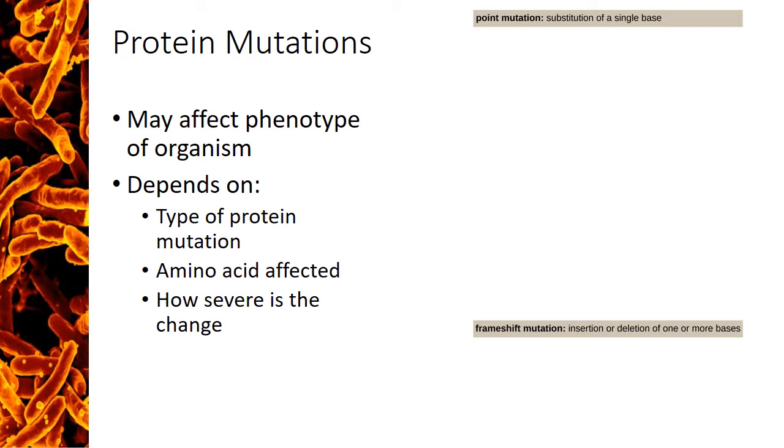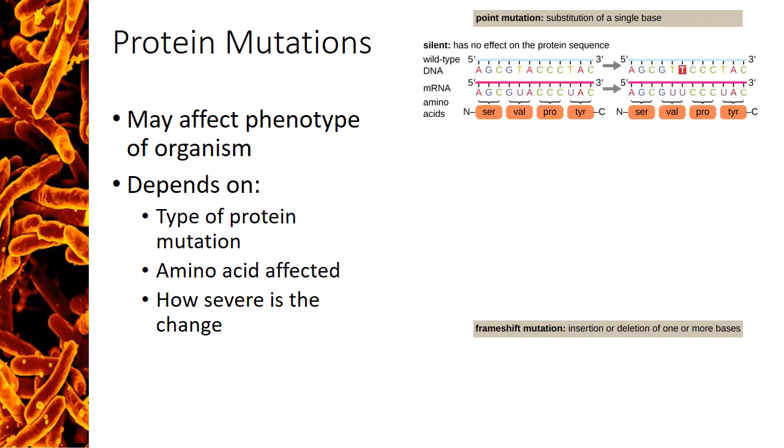DNA point mutations can lead to silent mutations in the protein. This is when there is a change in the DNA sequence, so we can see the point mutation here where this A has been changed to a thymine, but when you look at the codon, GUA encodes for valine, but GUU also encodes for valine.